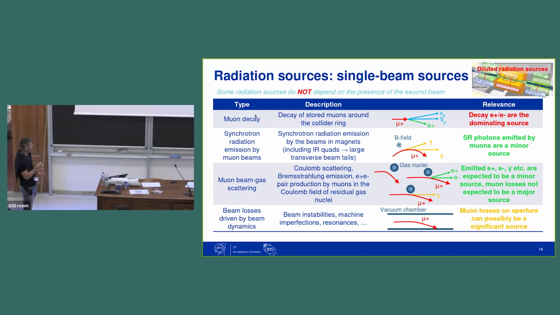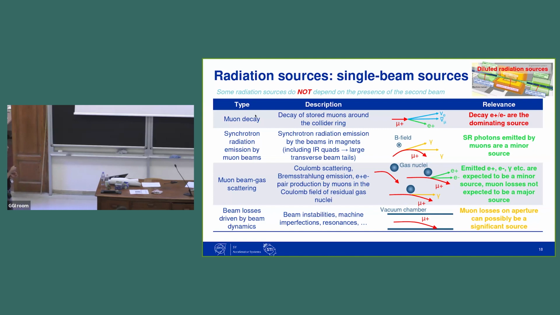Now, these emitted electrons, positrons, and gammas are not expected to be a major source. Also the muons receive a kick because of the energy loss. They could also be lost in the machines themselves. But this is also expected not to be a major source, but needs a bit more studies.